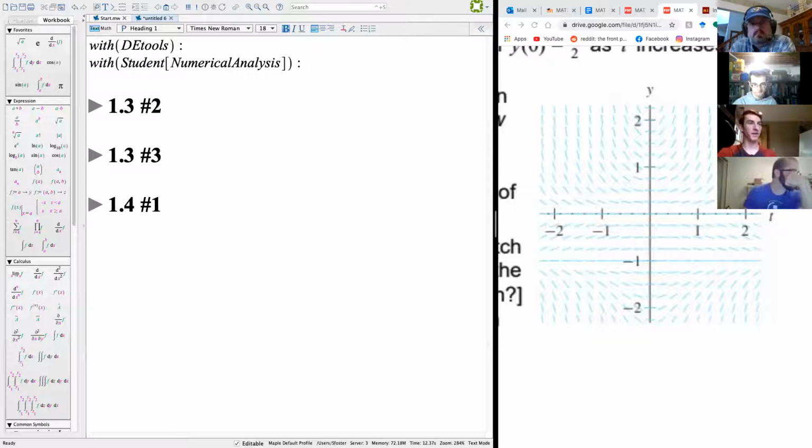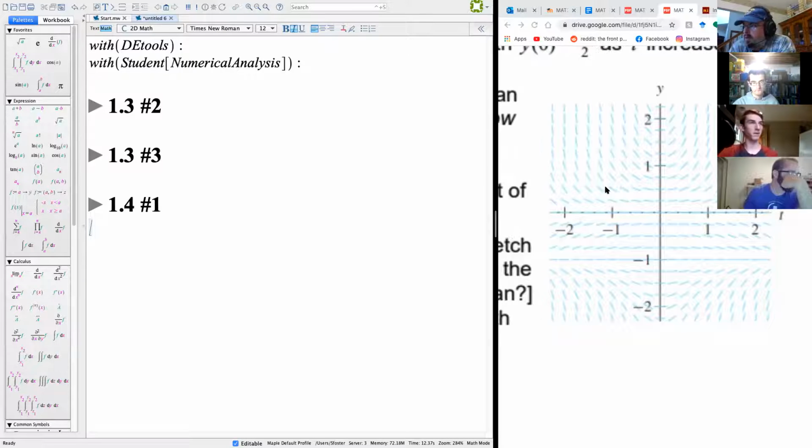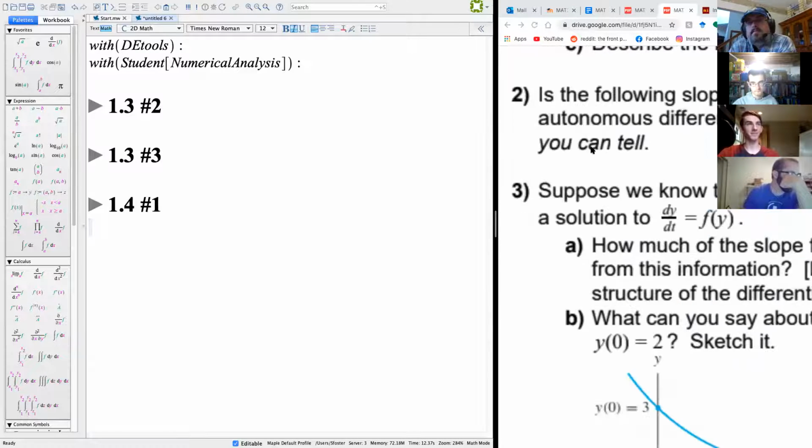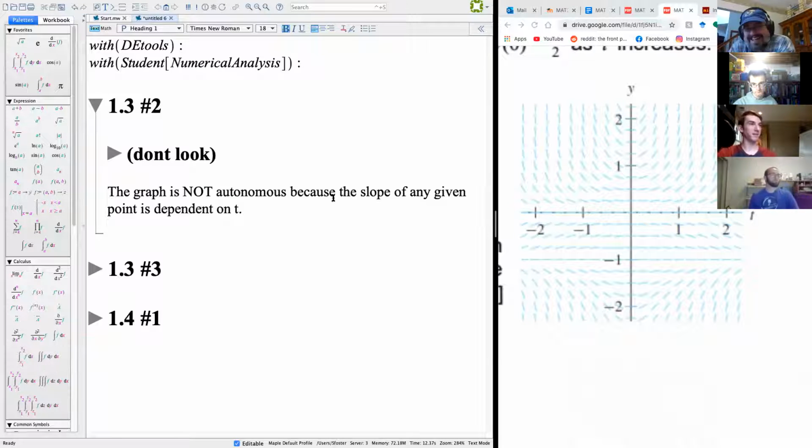Number 2 was asking us to look at this slope field right here, and it was asking whether or not it was autonomous. We concluded that it was not autonomous because as you picked any value of y, you looked across all the values, and the slopes changed, and that does not fit within the definition of autonomous.